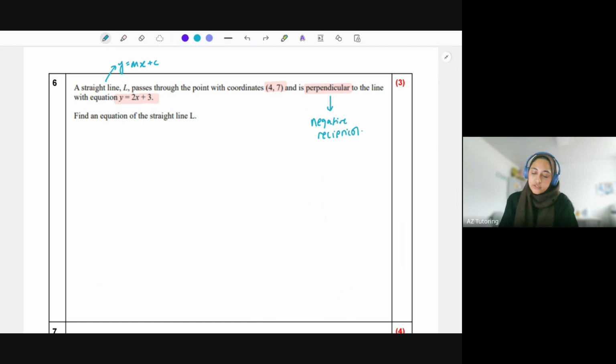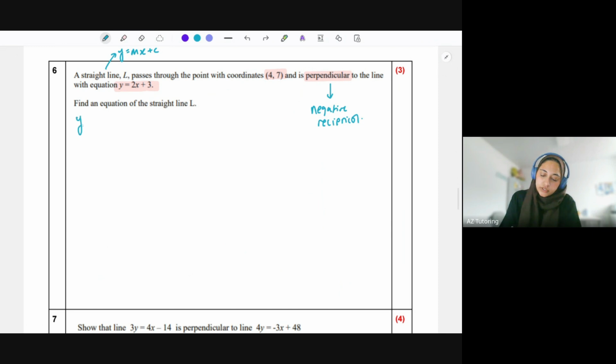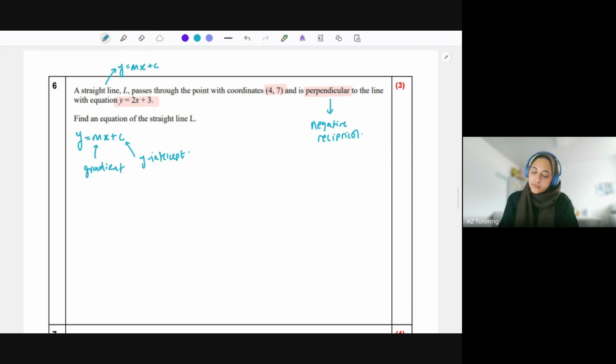Okay, so find the equation of the straight line L. So if we're finding an equation, we're finding y equals mx plus c. So we need to find the gradient, and we also need to find the y-intercept. These are the two things we need. So in terms of the gradient, we know the gradient of line L is perpendicular to this line here. So if I find the gradient of y equals 2x plus 3, remember gradient is the number always in front of x. Now just be careful that your equation is given in the form y equals mx plus c.